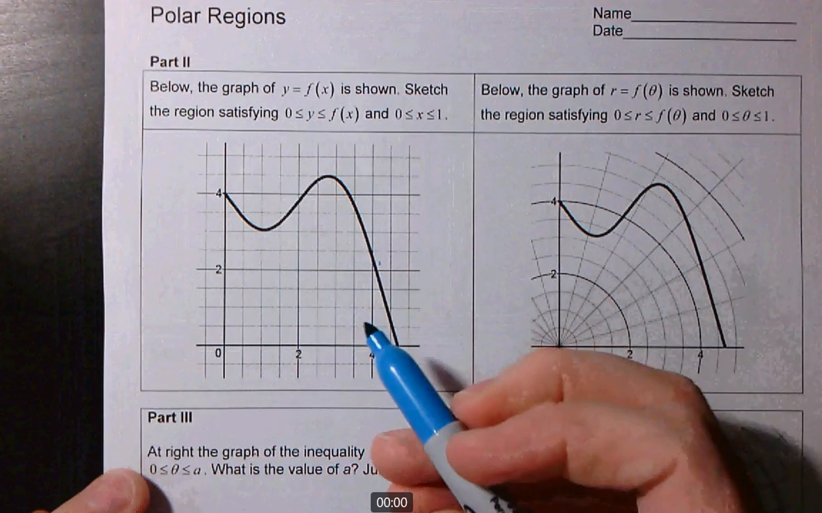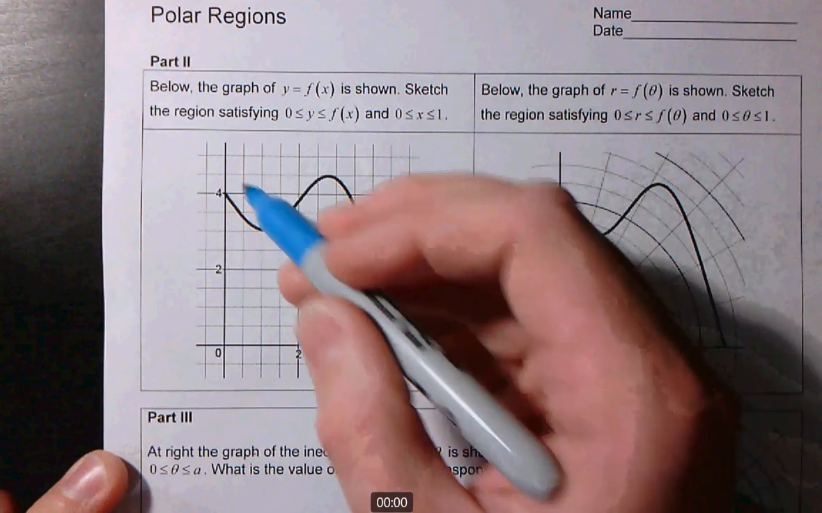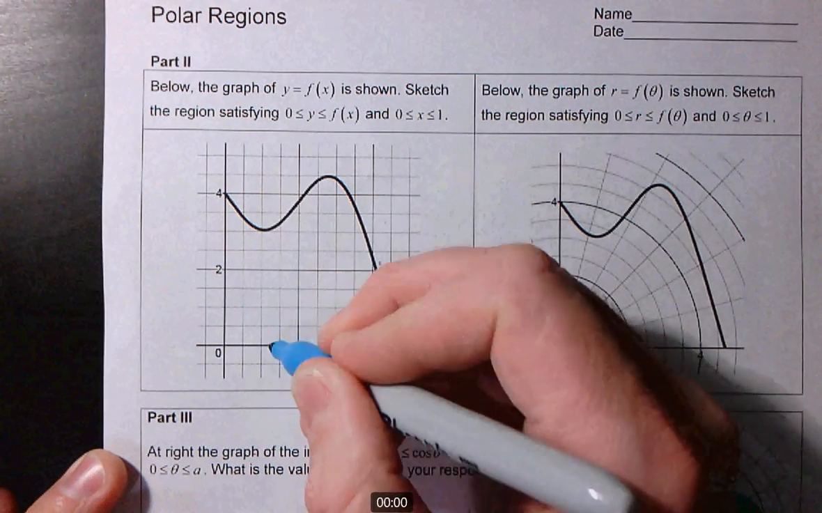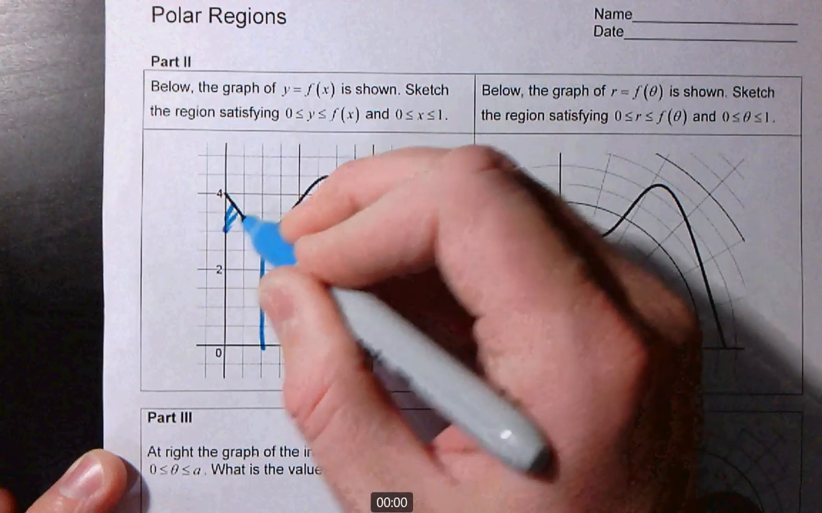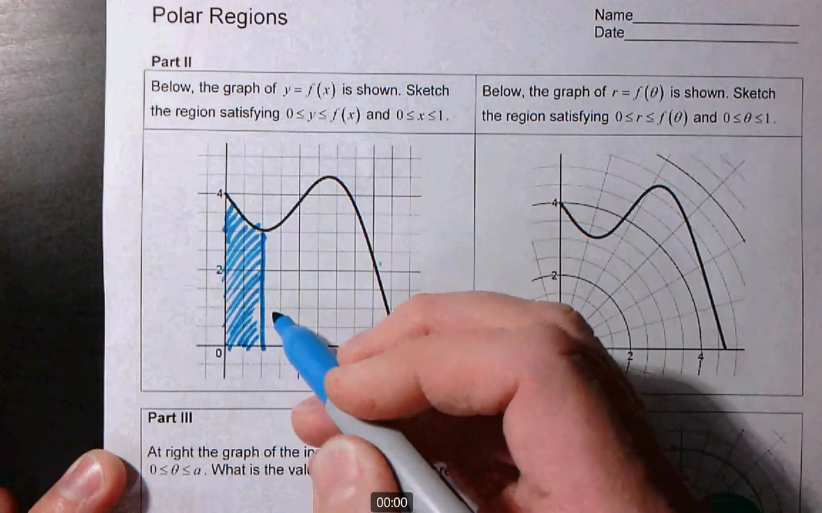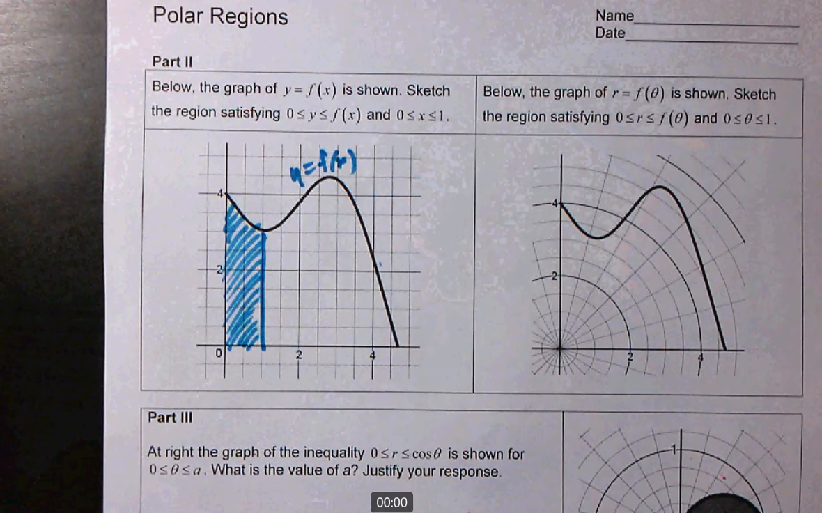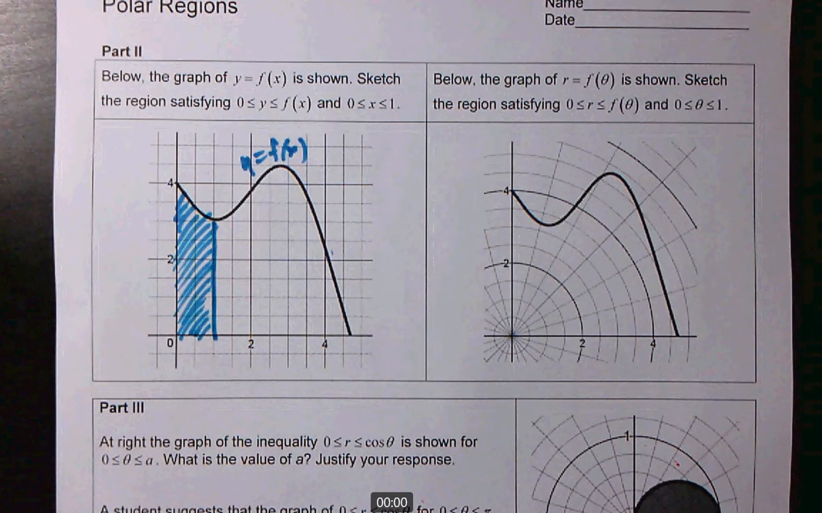So in rectangular, we have a pretty good idea of what area under a curve is. Here's the curve. Under means between the curve and the x-axis. So here's the x-axis. We want to go from 0 to 1. And this is the area under the curve, y equals f of x, from x equals 0 to x equals 1. In polar, area under the curve means something very different, though.